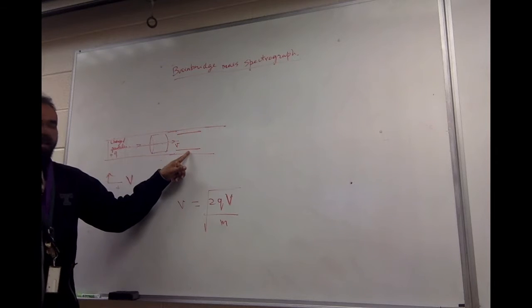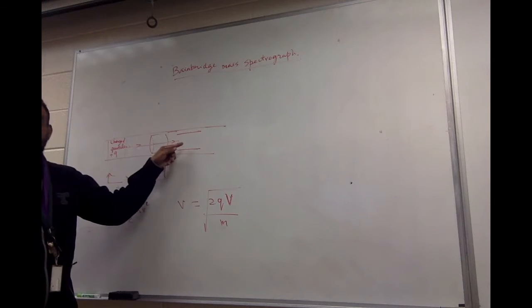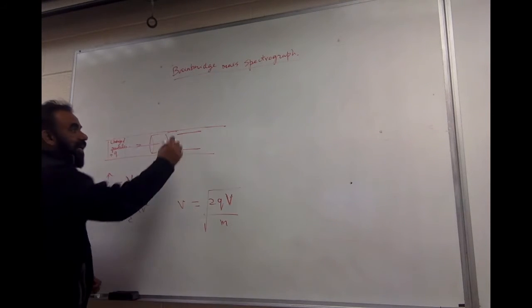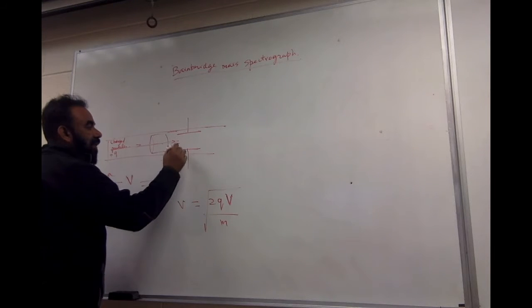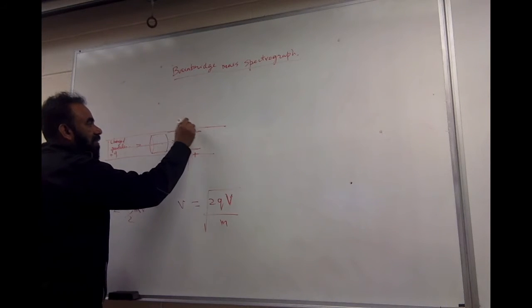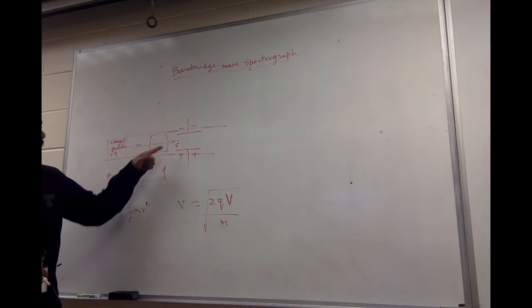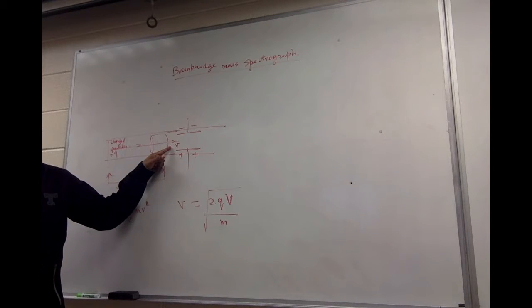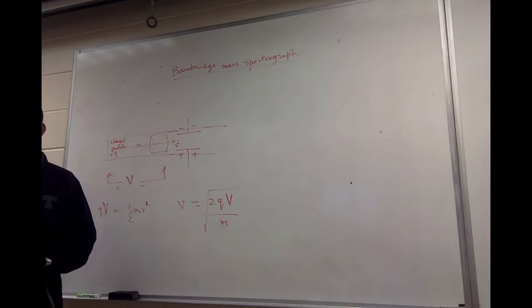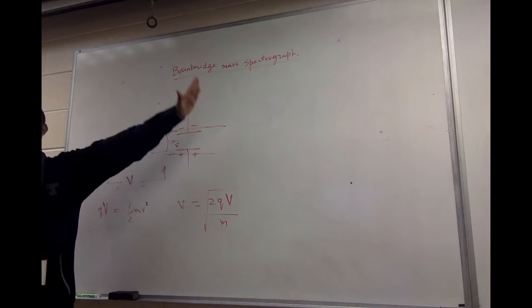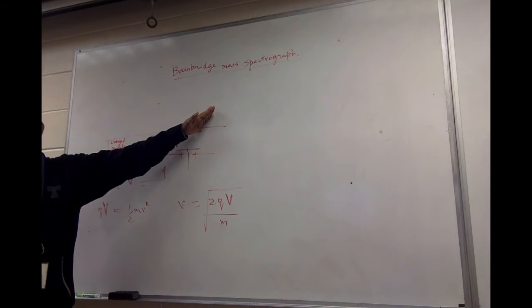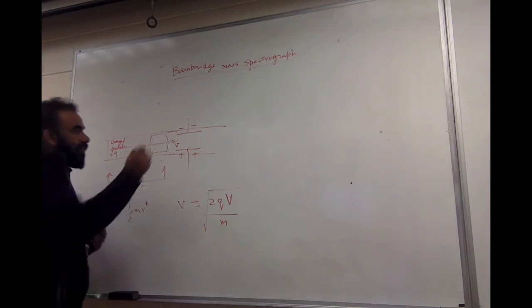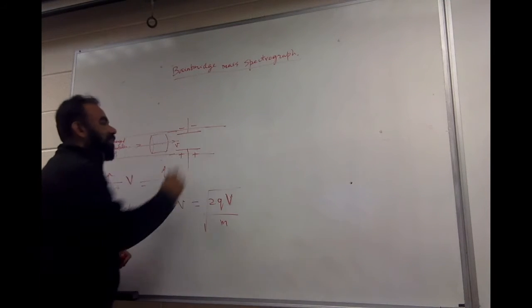Now, you have two plates over here, and what's coming in are positive charges, right? Suppose I put plus here and minus here on the plates, what will happen to these positively charged ions? Which way are they going to get deflected? Upwards. They're going to get deflected upwards.